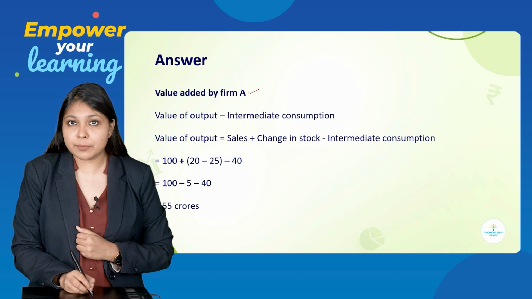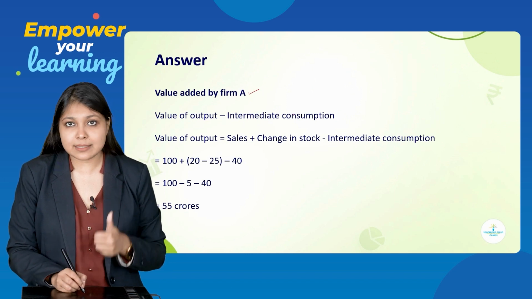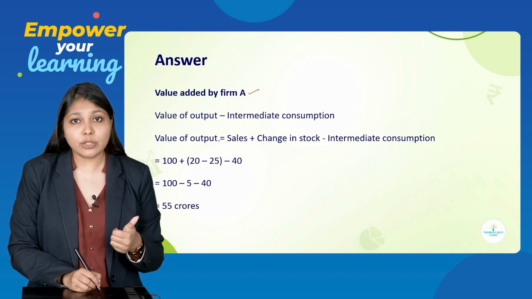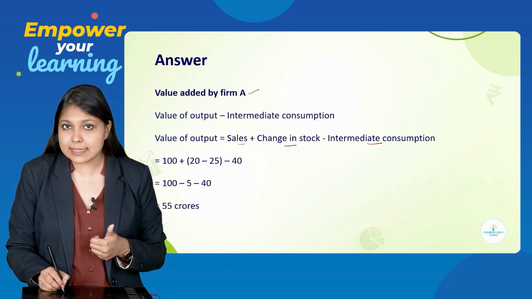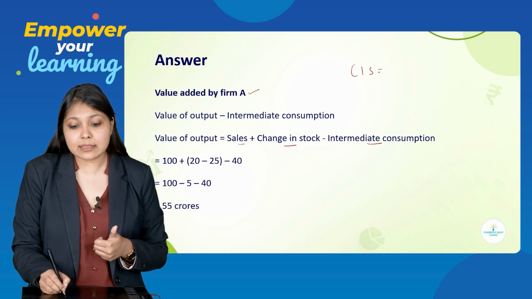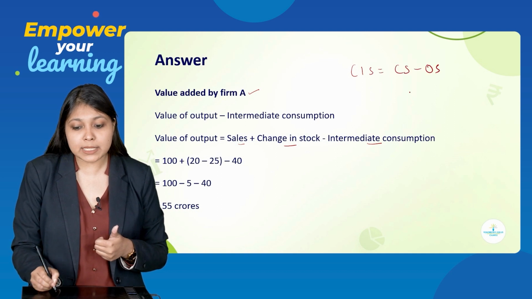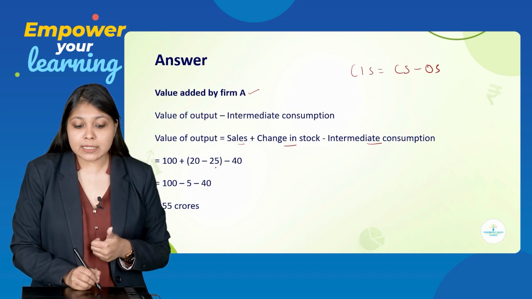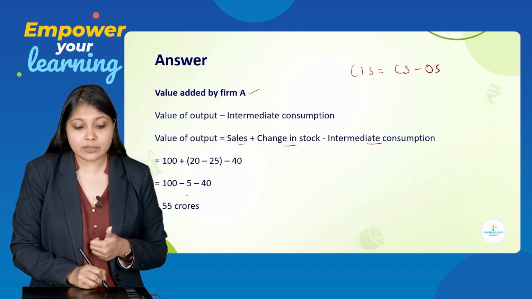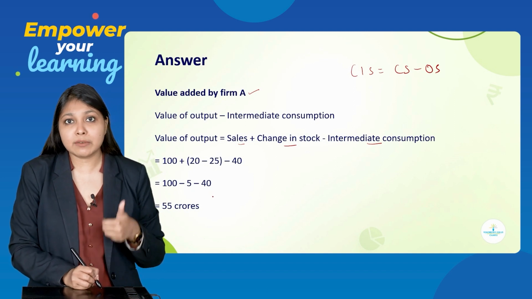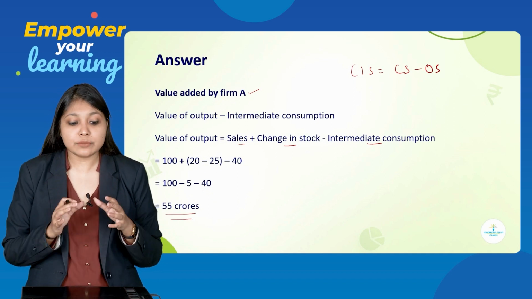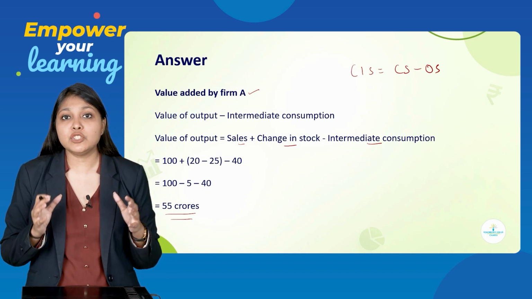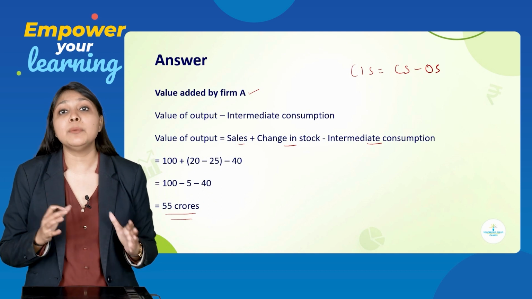Value added by firm A is value of output minus intermediate consumption. Value of output formula is sales plus CIS minus IC. CIS is nothing but closing stock minus opening stock. 100 plus 20 minus 25 minus 40, 100 minus 5 minus 40. This is what we were also getting, equals 55 crores. So, 55 crores is nothing but GVMP or value added by firm A.